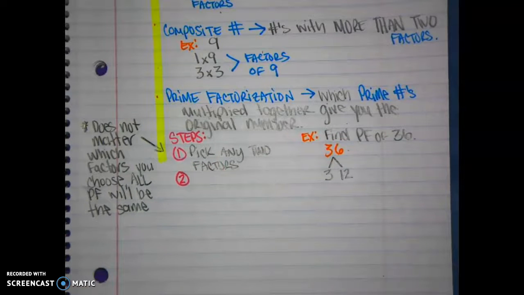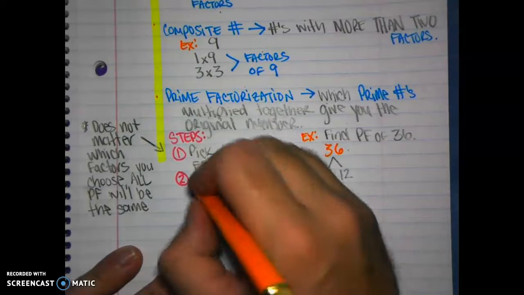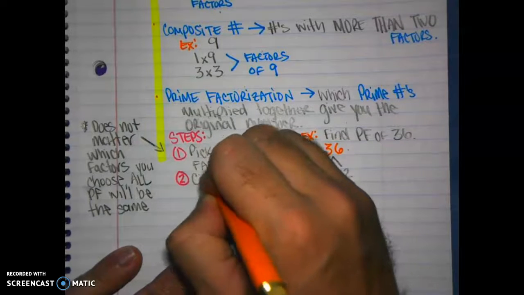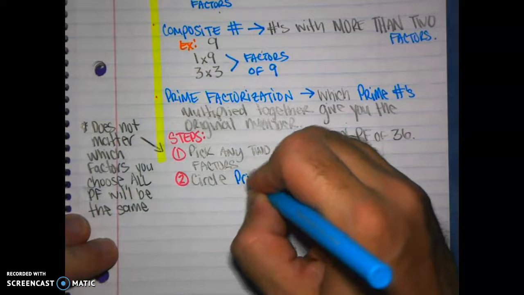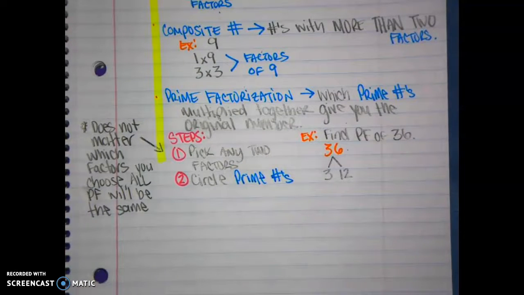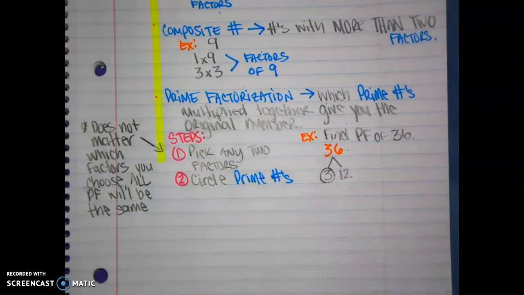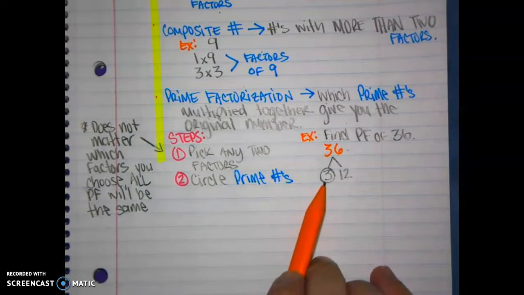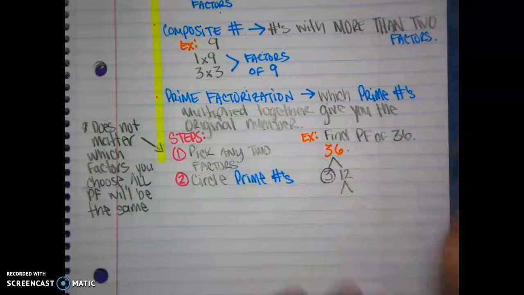Now, step 2 is if you come up with any prime numbers along the way, you want to circle your prime numbers and leave them alone. You don't do anything with them. That's why you circle it, so you can say, okay, done. That's going to be part of my prime factorization. Now 12.